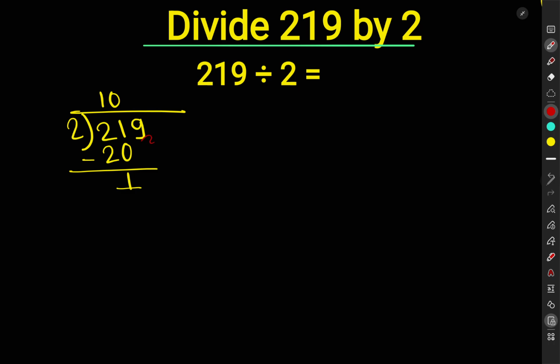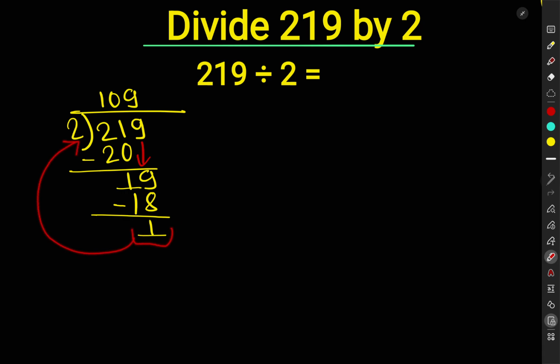So we put down the number beside this 9. So now it became 19, and 2 times 9 means 18. On subtracting we get 1. So now this 1 is less than 2, and there is no other number beside.